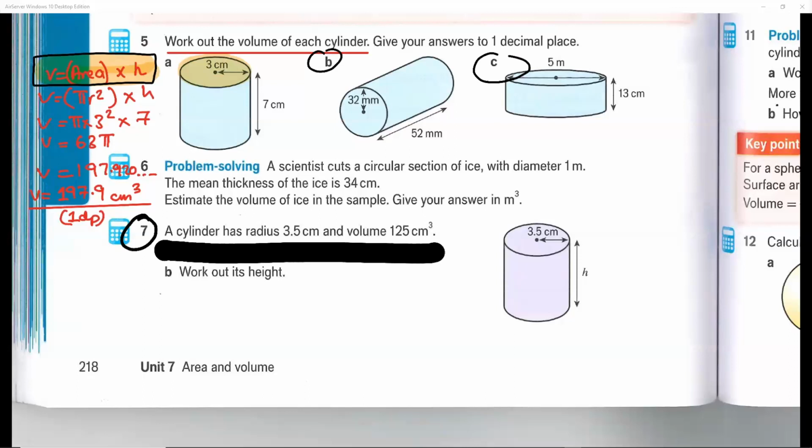What are we doing? We are working out the volume of the cylinders using the method on the left-hand side of the screen.